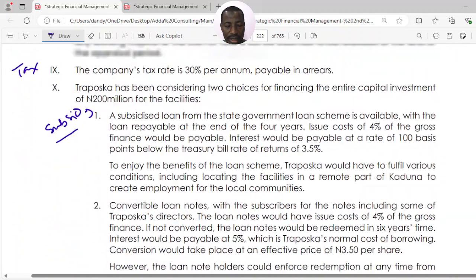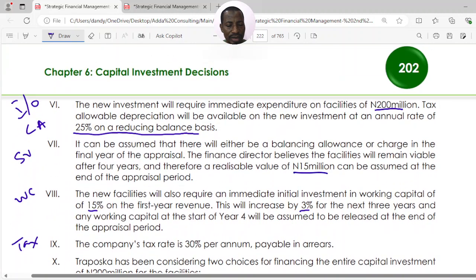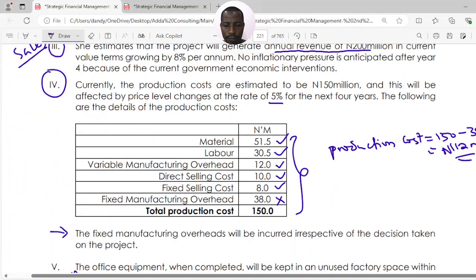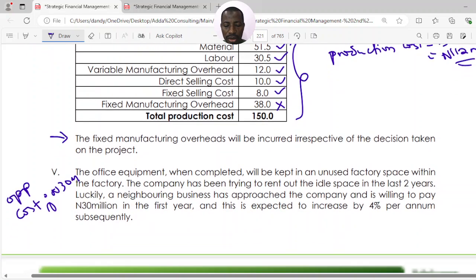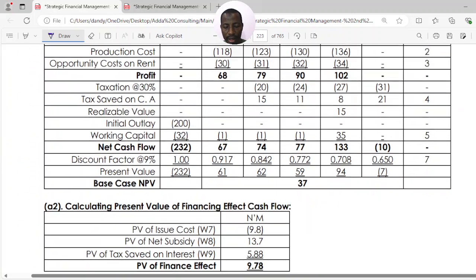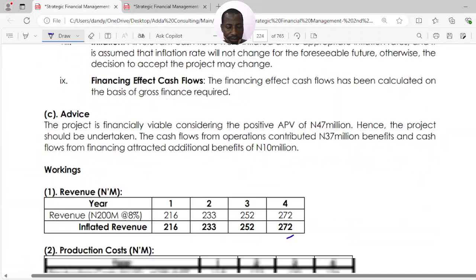Let's go and inflate. Then again, what's the inflation rate on the production cost? We are now told in note number 4 that the production costs will be affected by price level changes. Price level changes is the same thing as inflation, at the rate of 5% for the next 4 years. So let us go and grow the 112 million naira production cost.